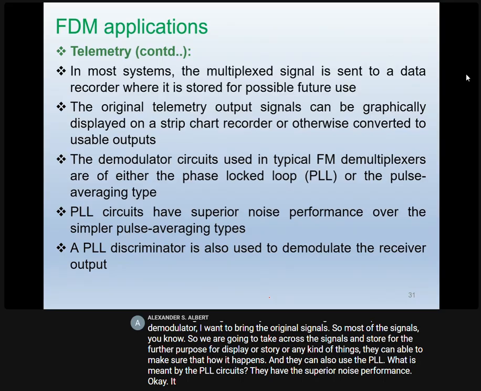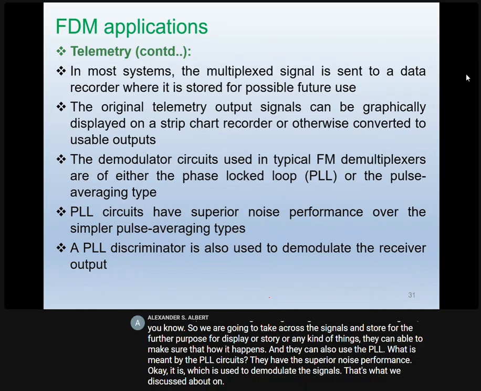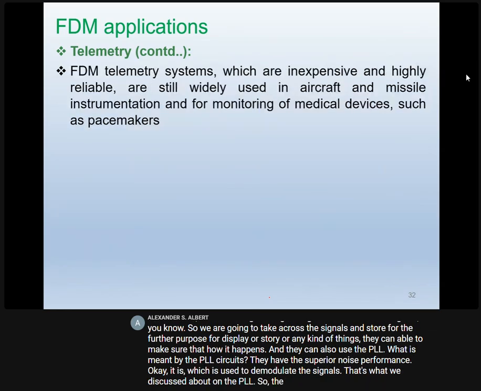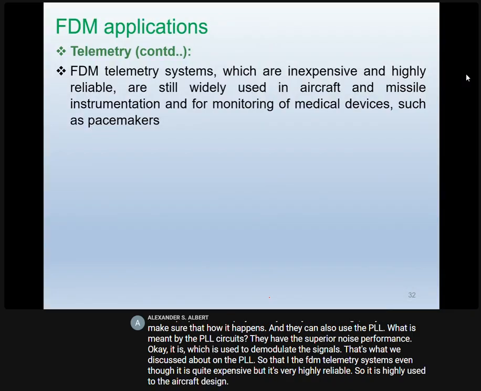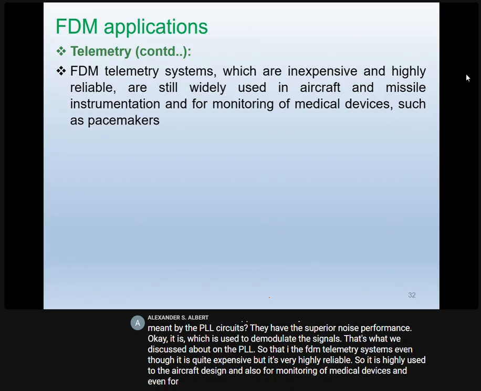Okay, it is used to demodulate the signals. That's what we discussed about the PLL. So the FDM telemetry systems, even though quite expensive, are very highly reliable. So it is highly used in aircraft, missiles, and also for monitoring of medical devices and even for pacemakers.